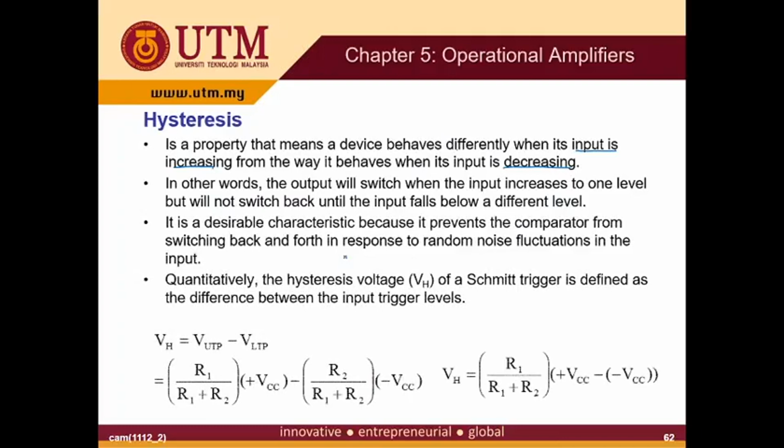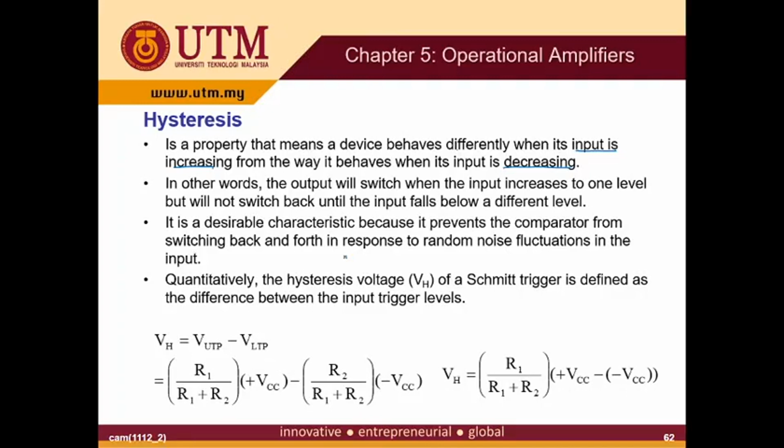Okay, in other words, the output will switch when the input increases to one level, but will not switch back until the input falls below a different level. Okay, so it means that the switching happens based on your present state. So it is a desirable characteristic because it prevents the comparator from switching back and forth in response to random noise fluctuation in the input.